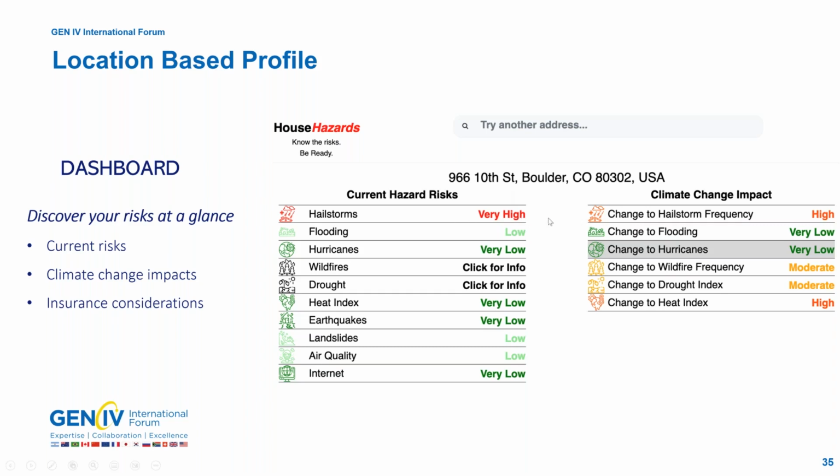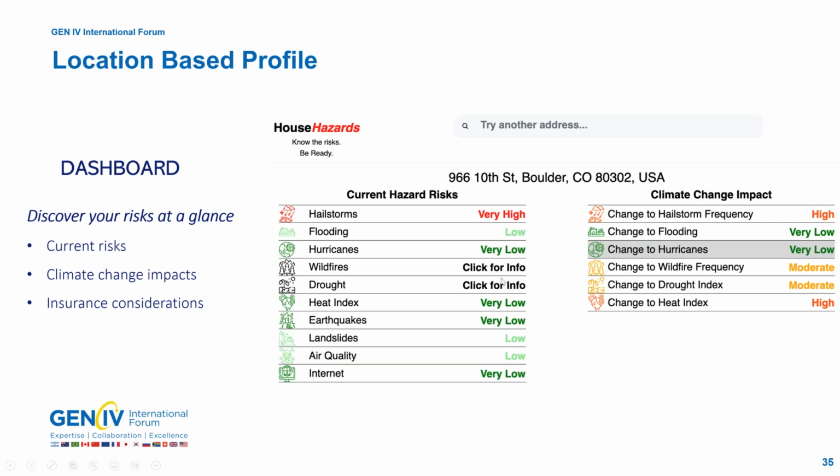Hail is a really big deal in the Front Range region of Colorado. We have frequent hailstorms and they often drop hail greater than 1 inch in diameter, which can be very damaging not only to automobiles, but to roofs. We had more than $1 billion worth of damage done in Denver due to a hailstorm just a few years ago. I live on a hill, and flooding for me is a relatively low risk. Hurricanes, very low risk because of where we are.